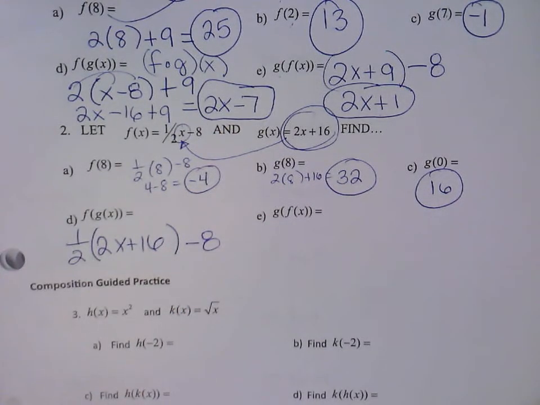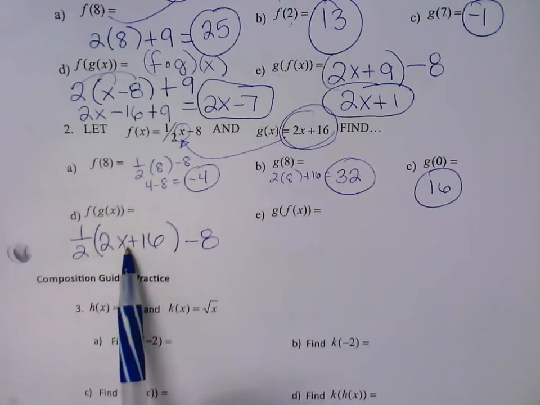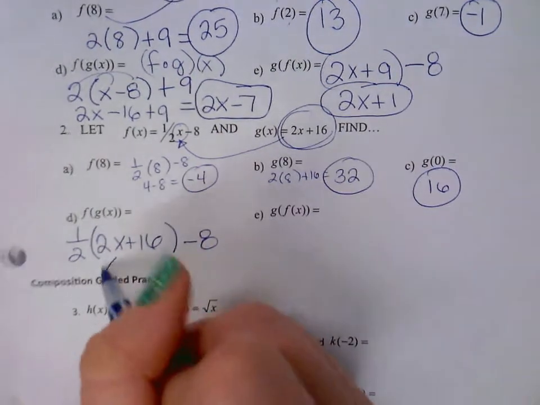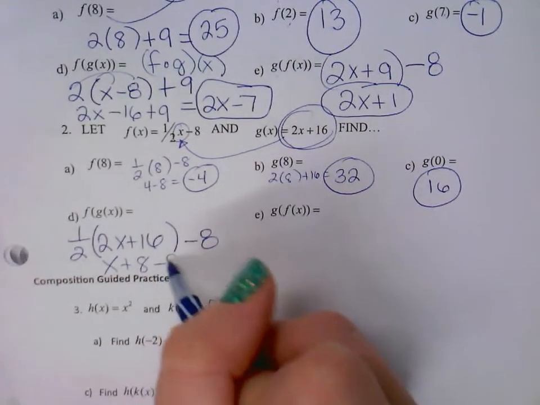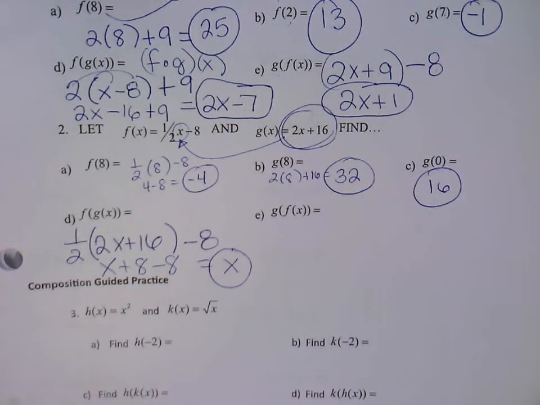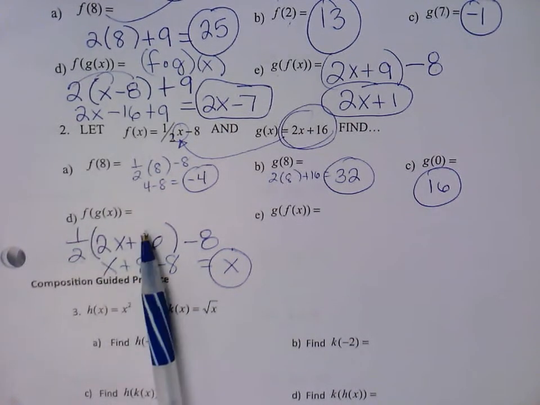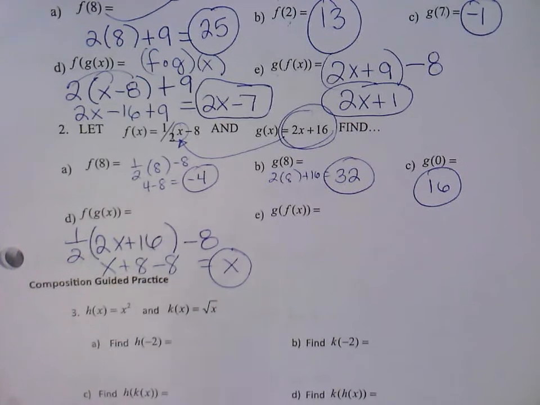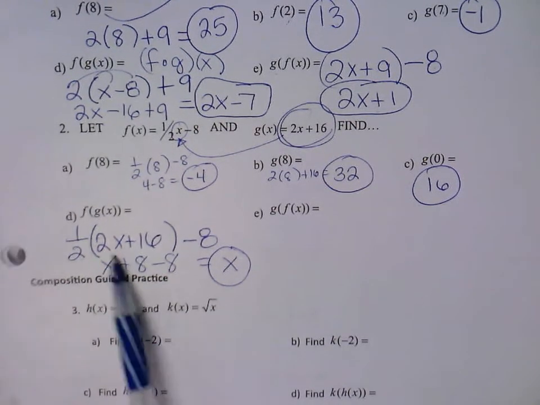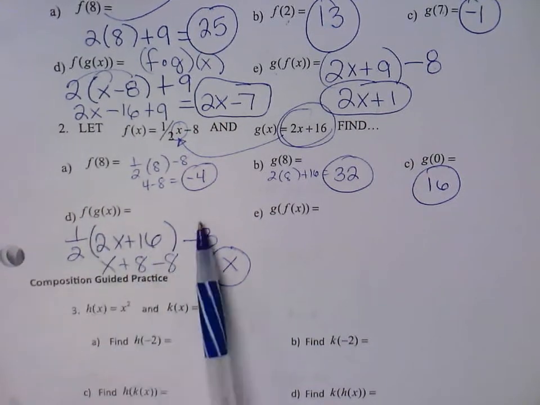So something special happens on this one. When you distribute the 1/2, you get x plus 8 from this parentheses, and then you're subtracting 8. So you end up with x as your output. We're going to learn that this is an inverse function because everything in one function undid everything in the other function, right? The 1/2 undid multiplying by 2, and then kind of the adding 8 and subtracting 8 undid each other.